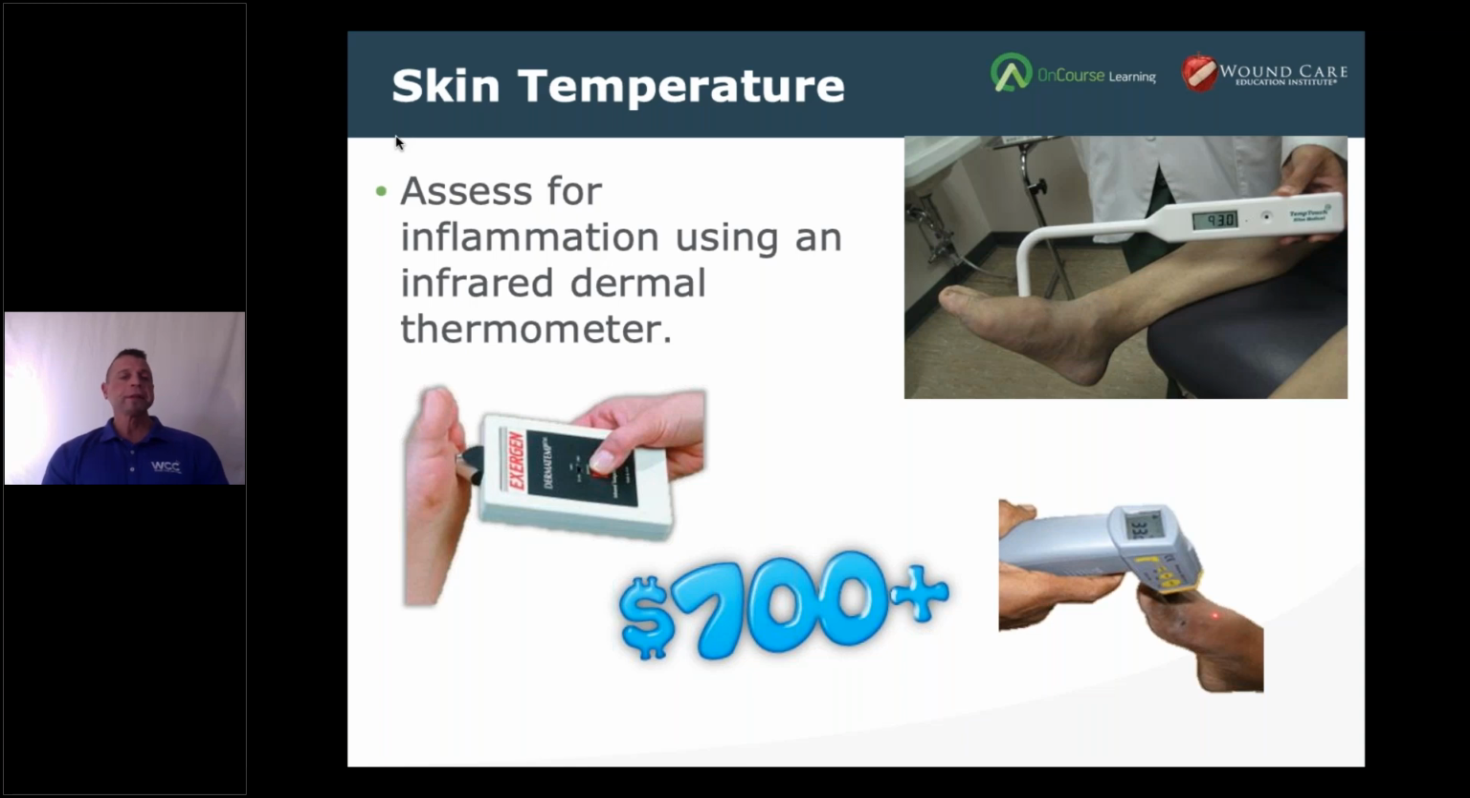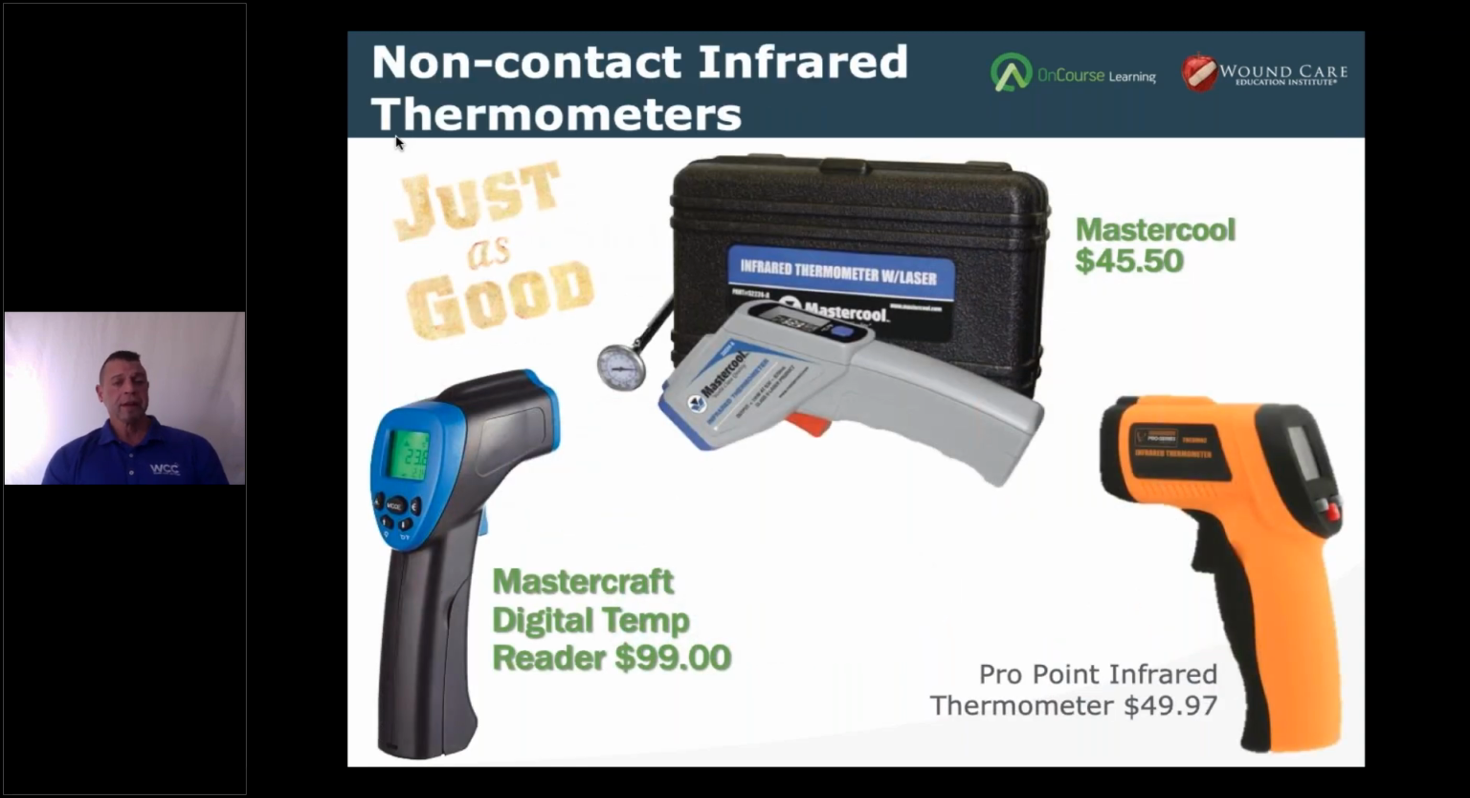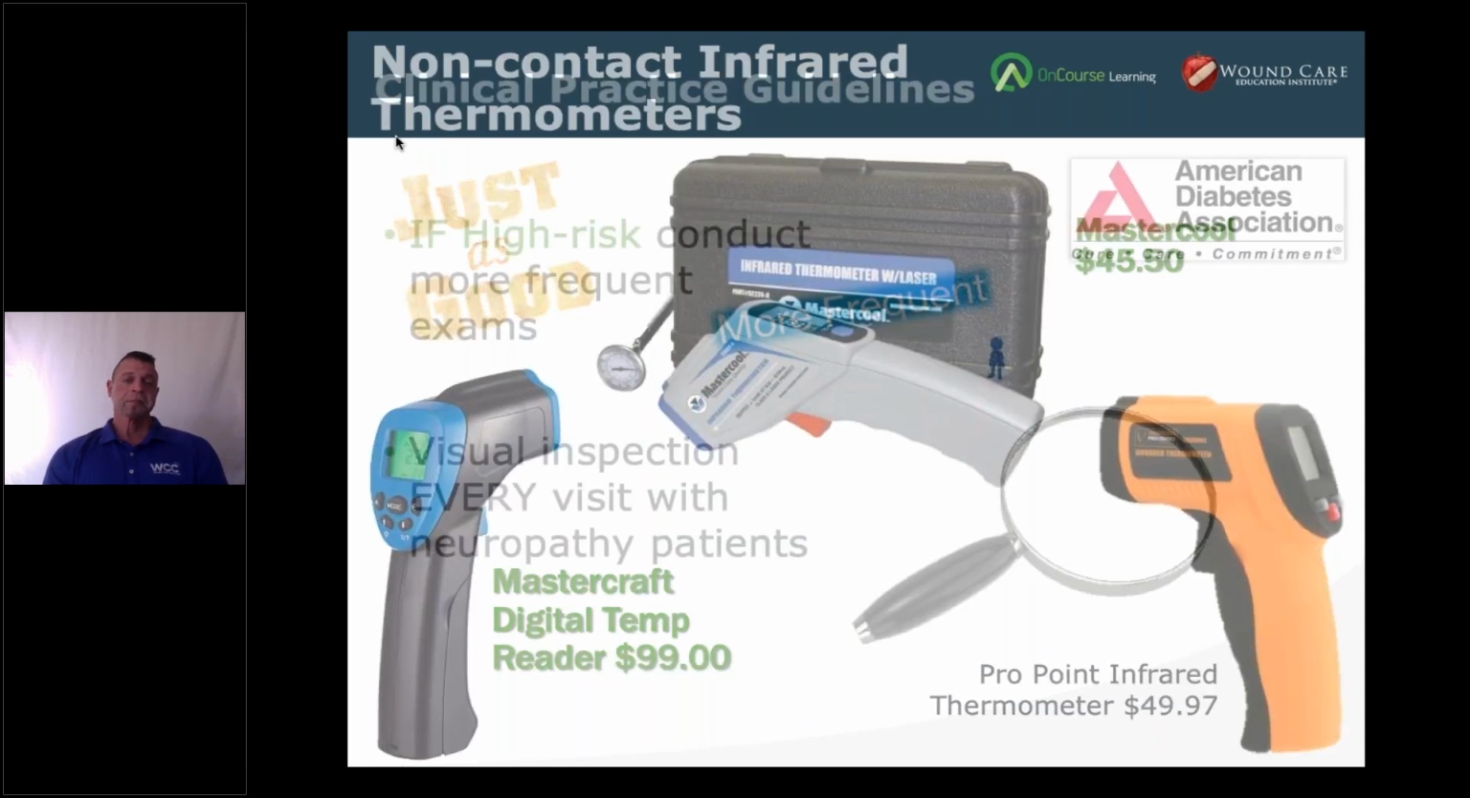Now, assessing it is usually recommended to use some type of an infrared dermal thermometer. The downside to this, of course, is these are not cheap. You're looking typically at about $700 plus for one of these fancy infrared dermal thermometers. But there is an alternative. The non-contact infrared thermometers that you can pick up at your local hardware store are literally just as good. And you can pick these up for typically about $50 to $100, which is significantly lower in cost. Easy tool to add into your diabetic foot screening kit.